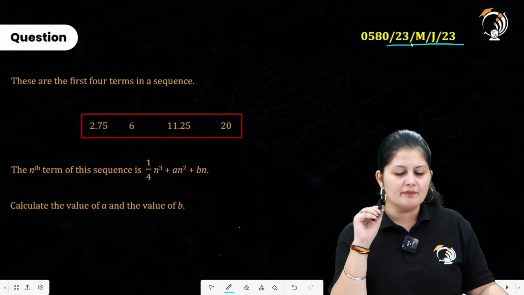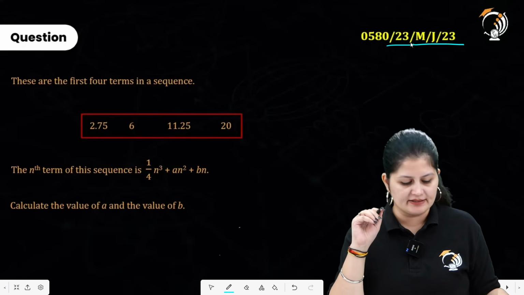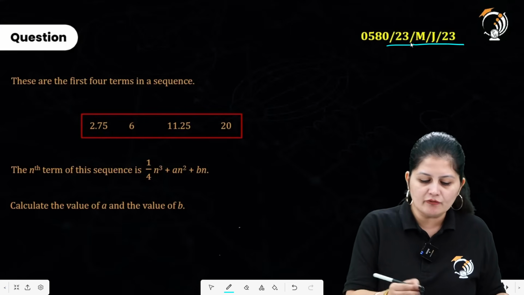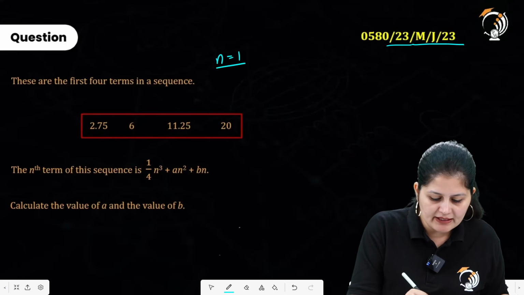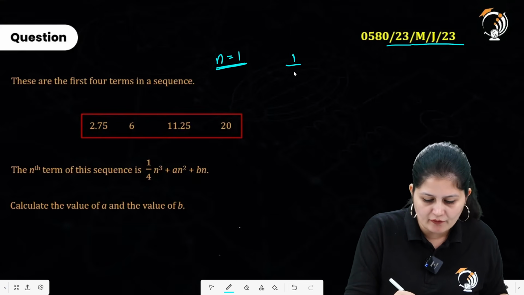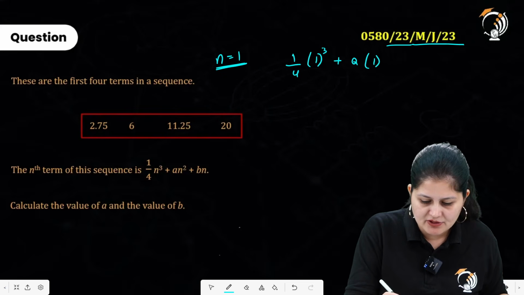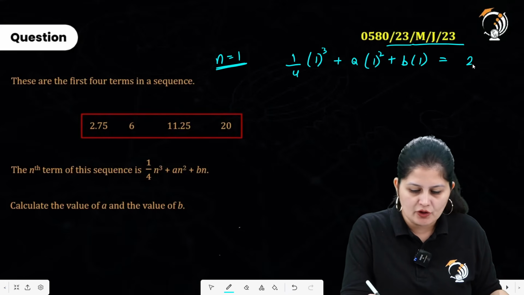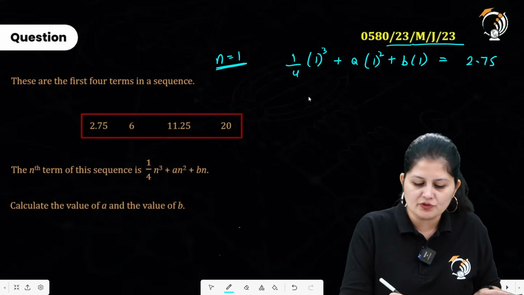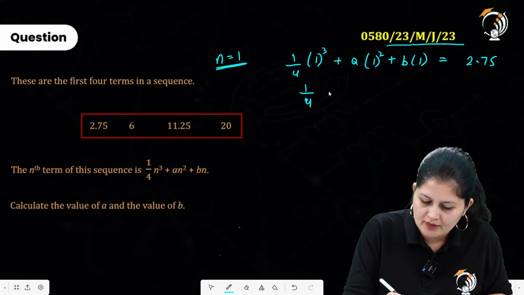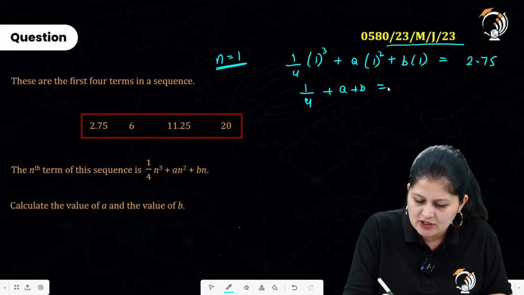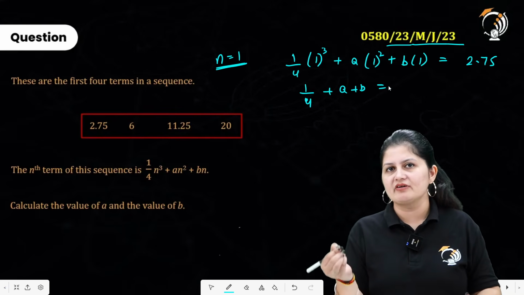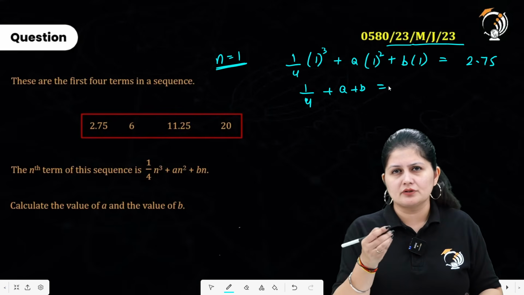Right? So, firstly, we are being provided with the formula for finding the nth term of the sequence. So, firstly, let's just put n is equal to 1. In that case, what will happen? 1 over 4 n cube plus a multiplied with n square plus bn, right? b multiplied with 1 will be equal to 2.75, correct? So, this is going to be nothing but 1 over 4 plus a plus b is equal to, so further can we write this 2.75 as nothing but 11 over 4?